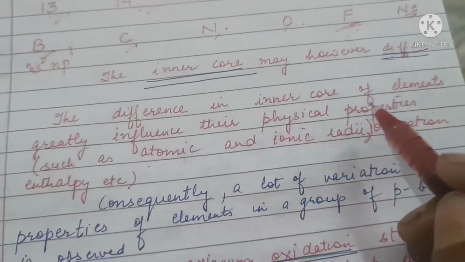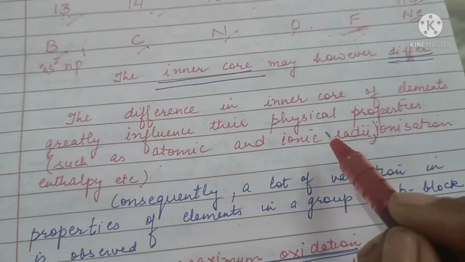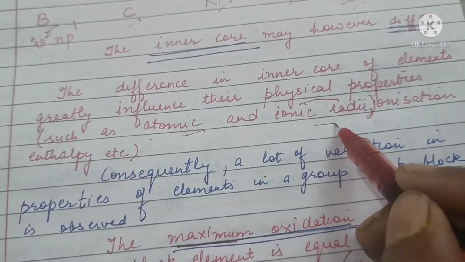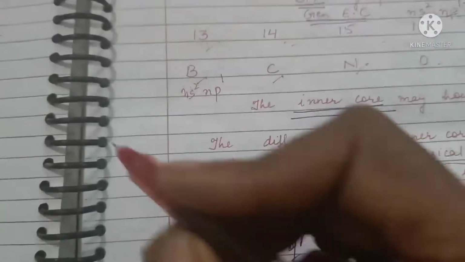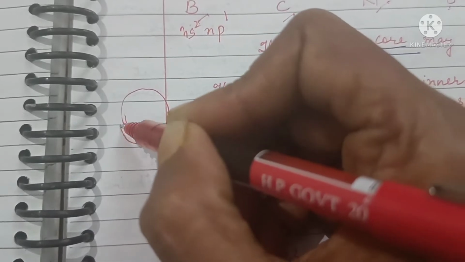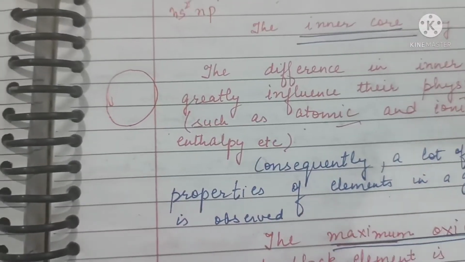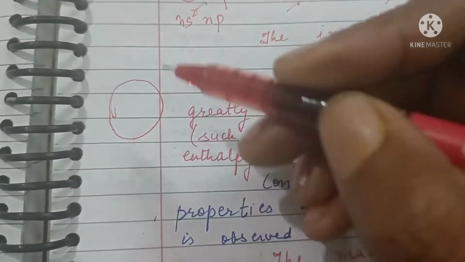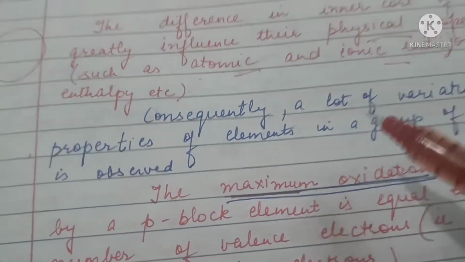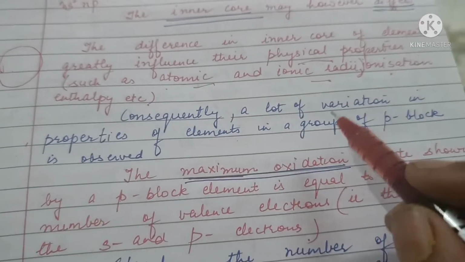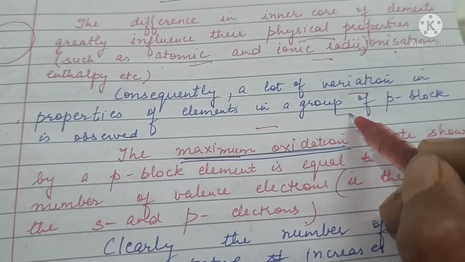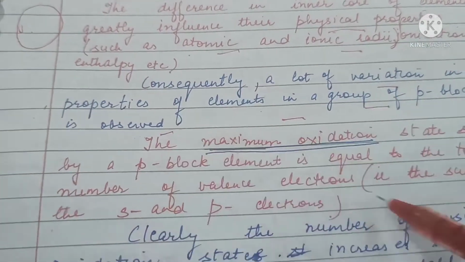So the difference in the inner core of the elements greatly influences their physical properties such as atomic and ionic radii, ionization enthalpy, etc. So even though the outermost configuration will be the same in all the elements of a group, the inner core may vary, and because of which their physical properties may also change. Consequently, a lot of variation in properties of elements in a group of p block elements is observed.